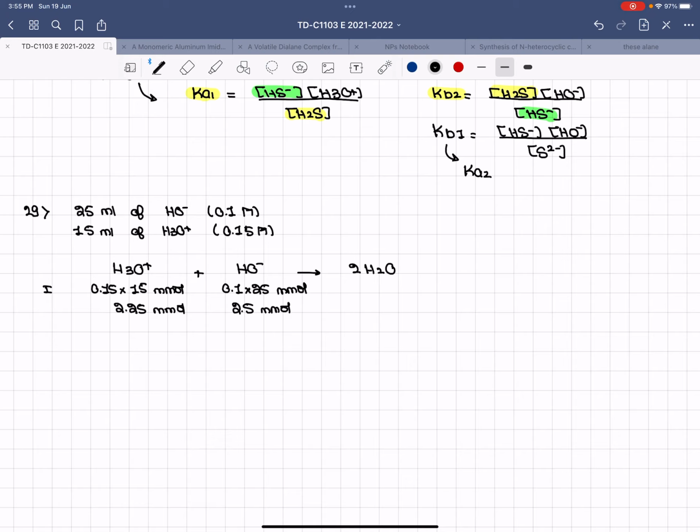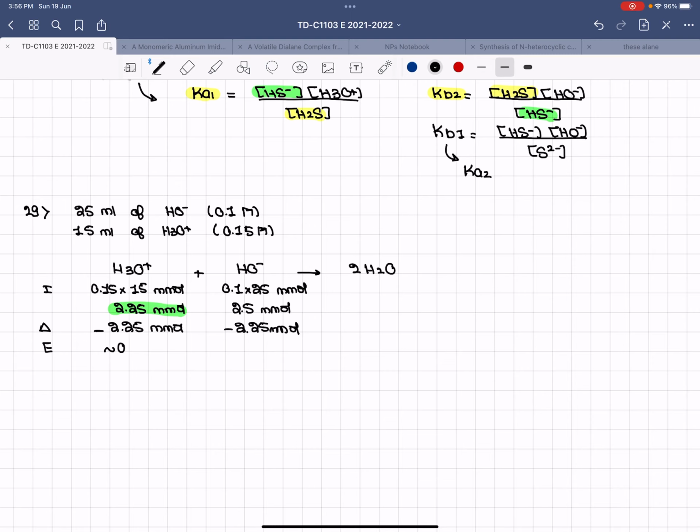Look at what you have in your solution, which is in excess and which is the limiting. This is your limiting. This value will be completely consumed, okay? So the change is according to the limiting, which is 2.25 millimole. This is the change, this is the X. At the end of the reaction, we can also call it final equilibrium, but I don't mean it's reversible. What you will have is a value that is approximately 0 for H3O+.